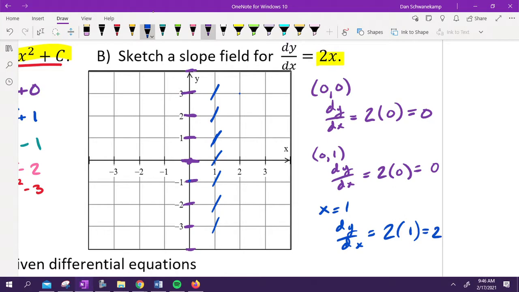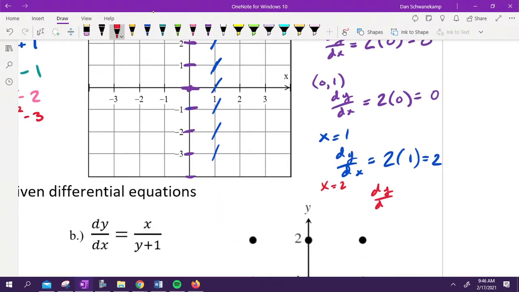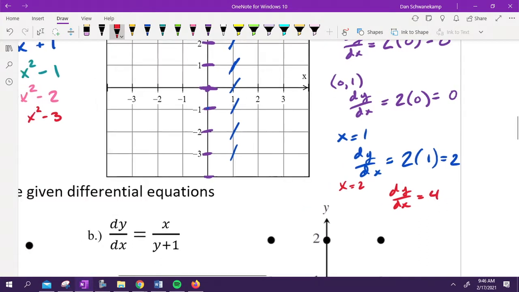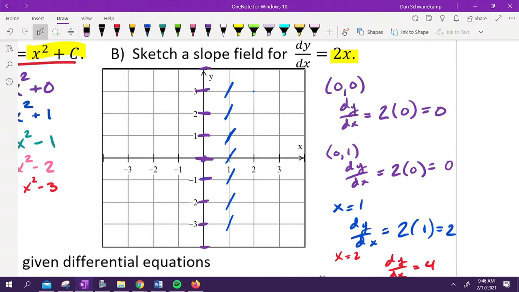What if x was equal to 2? If x is equal to 2, what's my slope need to be? 4. dy over dx would be equal to 4. And so now I'm going to draw a line. What's going to be different about my line? It's steeper. So I'm going to try to, by best of my abilities, draw a line that's a little bit steeper. Now I'm aiming for 4.